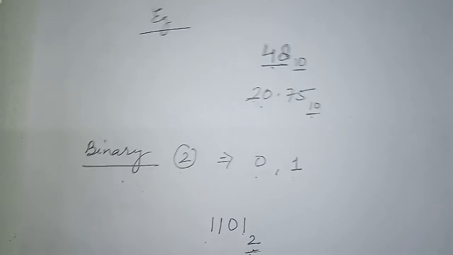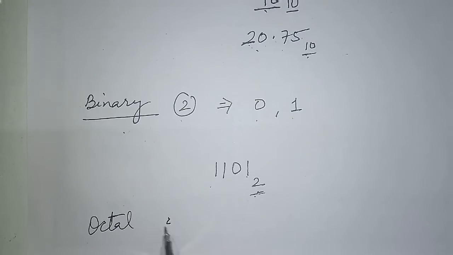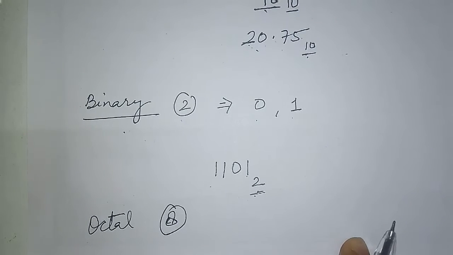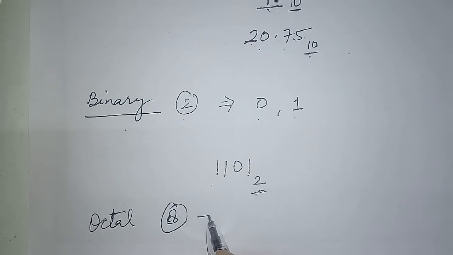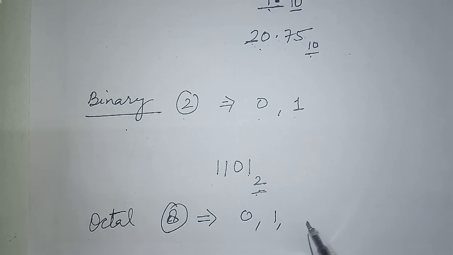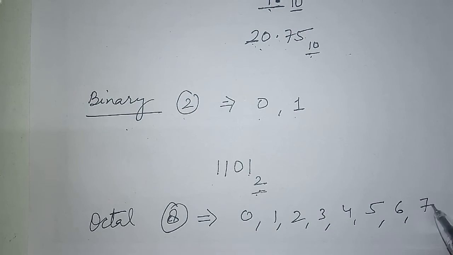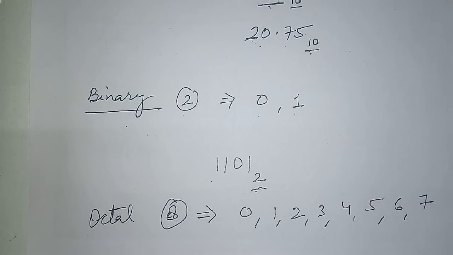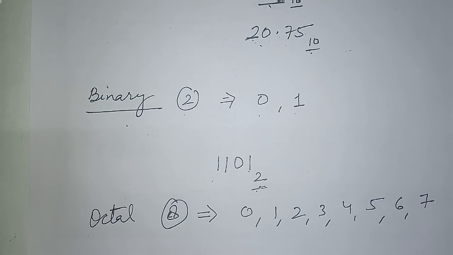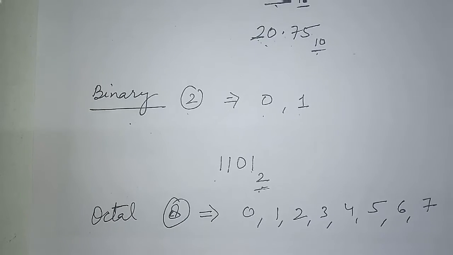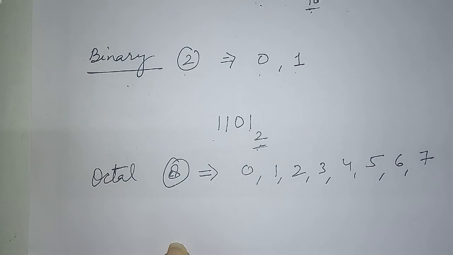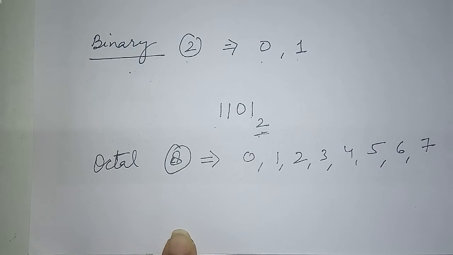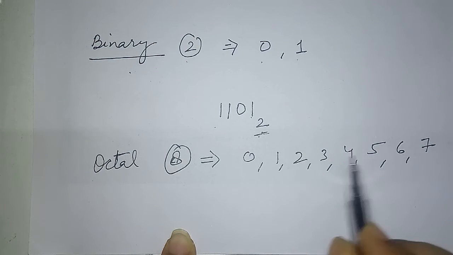Octal means 8. So 8 symbols belong to the octal number system. They are 0, 1, 2, 3, 4, 5, 6 and 7. The octal number system has 8 symbols, and all the numbers which belong to the octal number system are made by using these symbols only. So again, any number which we write in the octal number system will be written by using these digits only.